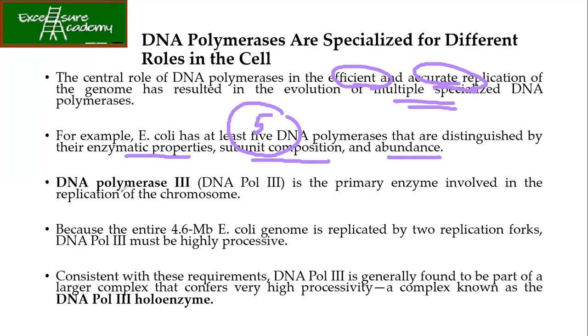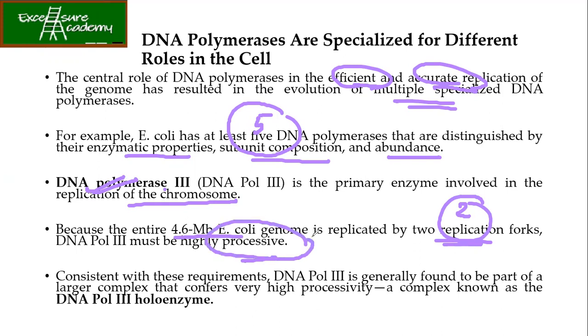For example, DNA pol 3. This is more abundant and it is the primary enzyme involved in the replication of the chromosome. Let us say that E. coli has a 4.6 MB genome and 2 replication forks. Please guys, remember this. For this, DNA pol 3 needs to be highly processive. Remember from the previous lecture the meaning of processive, that is addition of around 1000 to 10,000 nucleotides per second. That fast the DNA pol 3 needs to be.